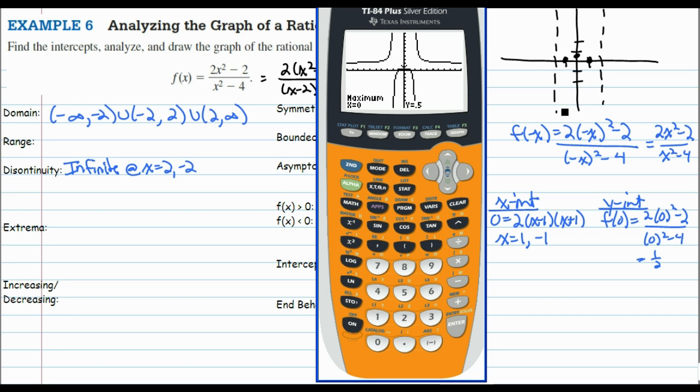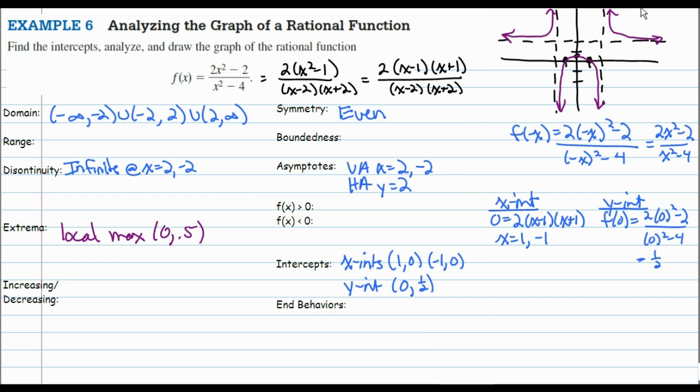So the function will be increasing until the y-axis, but then it has to repeat that same thing on the other side, just the opposite. So it's going to decrease after that. So the spot on the y-axis is where the function will change from increasing to decreasing. So there is a local maximum at (0, 0.5).